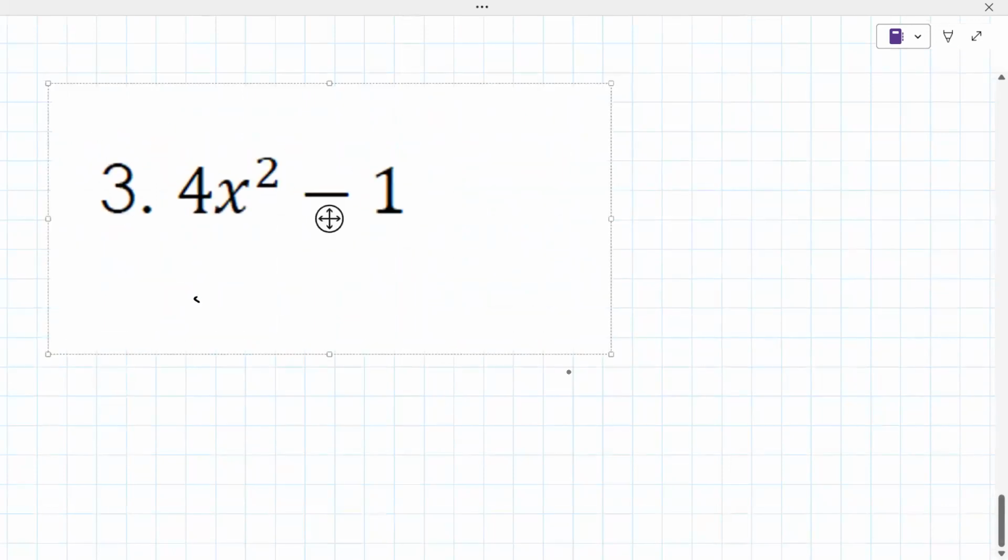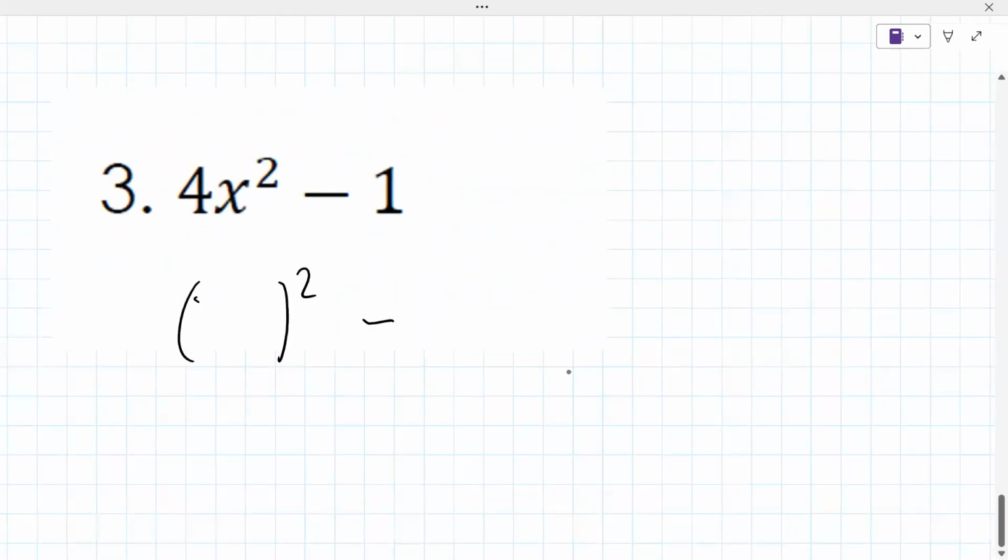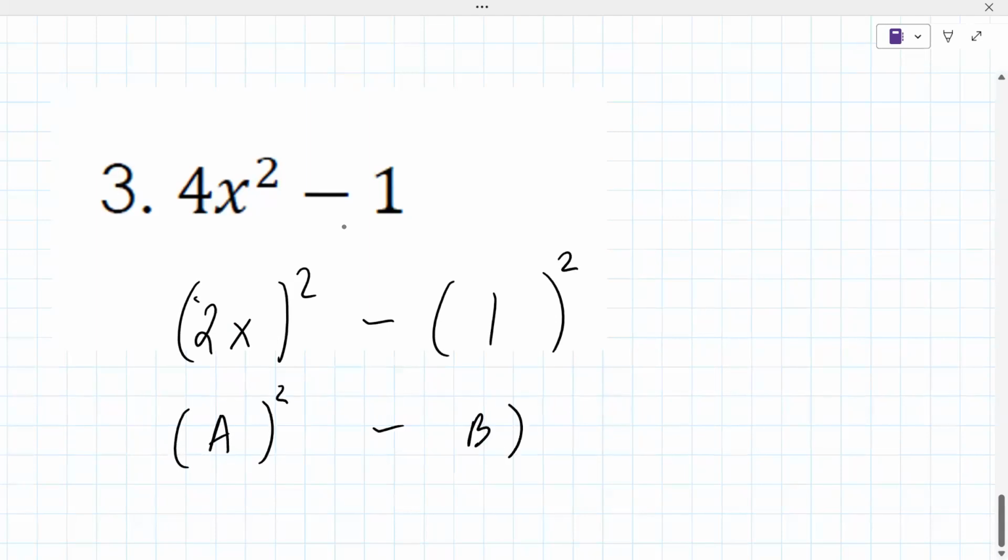Okay, I don't know. Number 3 is 4x squared minus 1. So this one's a little bit more difficult. You have to remember that 1 squared is always 1, but in the first position here, you have to get back to 4x squared. So to get to the 4, 2 squared gets you to 4, x gets you to x squared. So what you're seeing here is that a can be more than just a letter or a number. It could be a letter and a number.